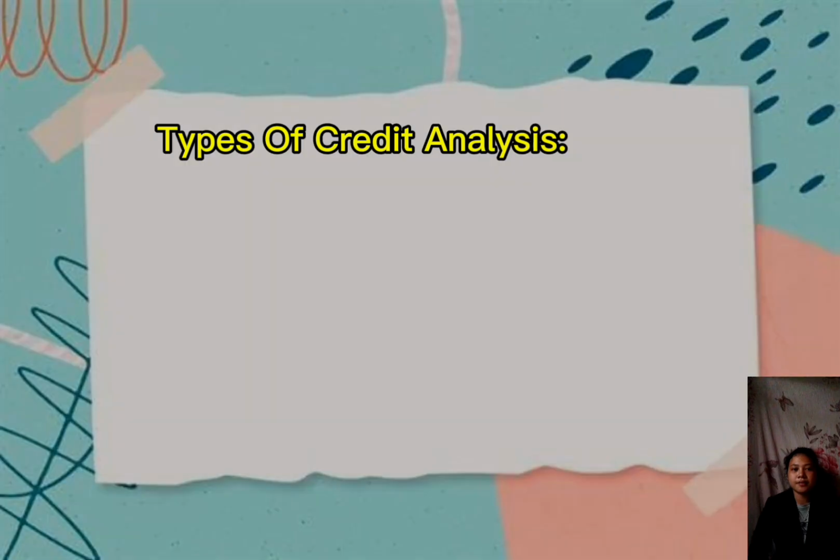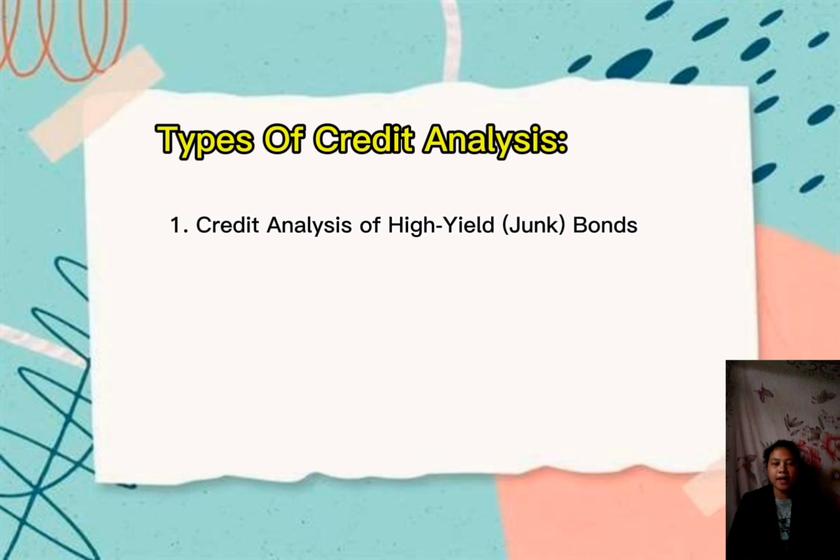Credit analysis of high-yield junk bonds involves evaluating the financial stability and risk of issuers with lower credit ratings, BB+ or lower. These bonds offer higher interest rates to compensate for the increased risk of default. The analysis focuses on the issuer's financial condition, cash flow, debt levels, and overall ability to meet debt obligations, as these factors determine the likelihood of default.